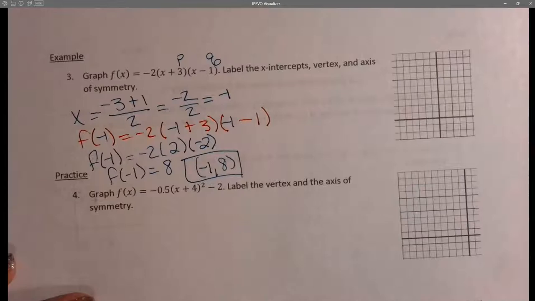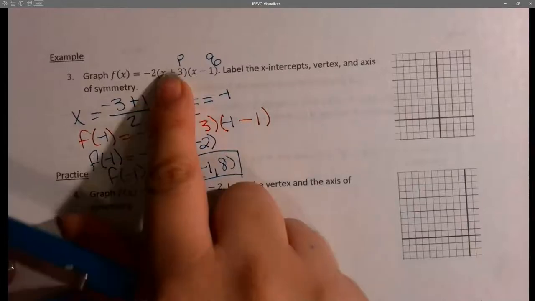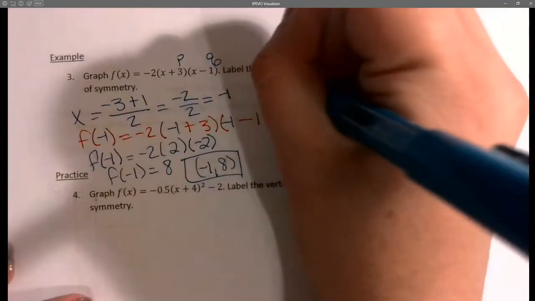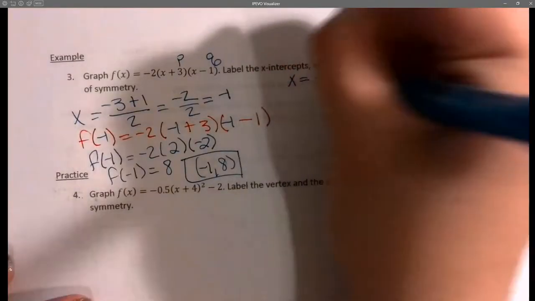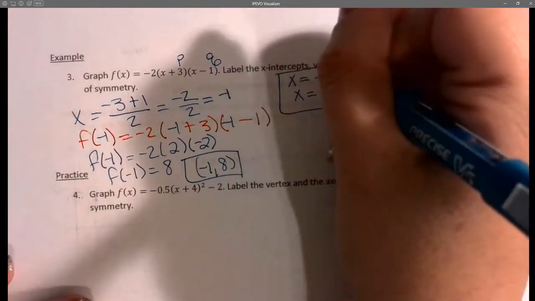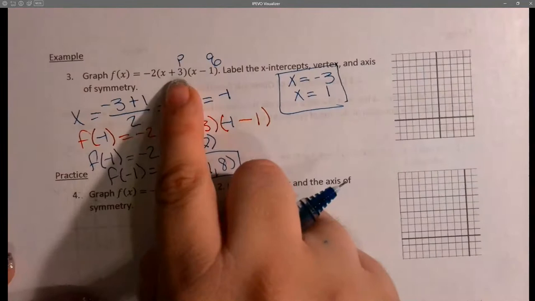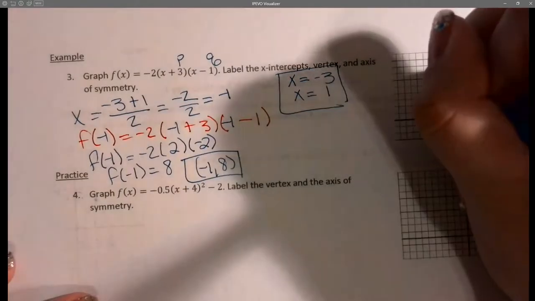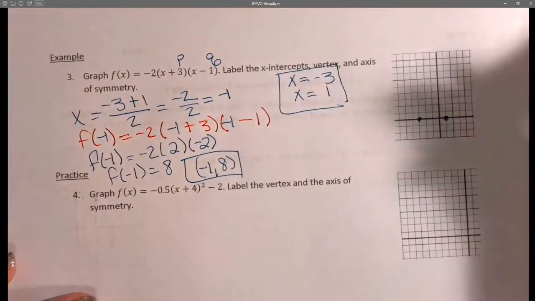Then it wants to know the x-intercepts. The x-intercepts are the opposite numbers of the numbers in parentheses. So it's going to be x equals -3 and x equals +1 for my x-intercepts. These are where it's crossing the x-axis and, remember, it's opposite the sign of the parentheses. So I will go mark those two on my graph.